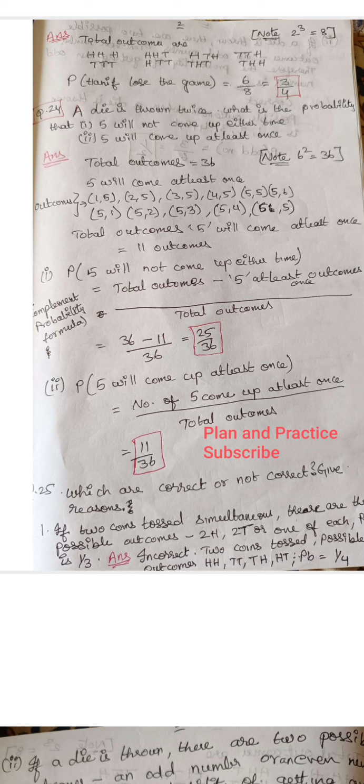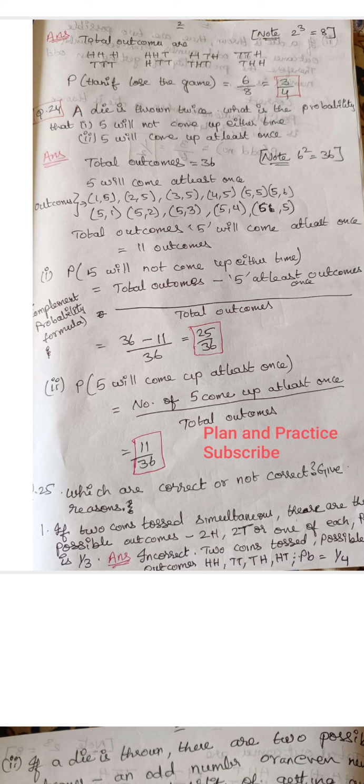So the probability that Hanif loses the game is equal to 6 by the total number of outcomes, 8. That is 6 by 8, which is equal to 3 by 4. That is the answer. The probability that Hanif loses the game is equal to 3 by 4. Now question number 24.